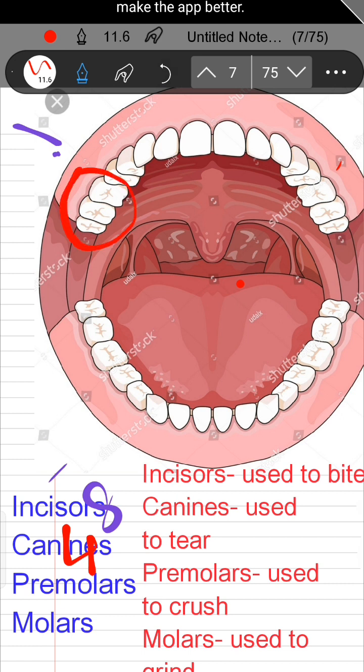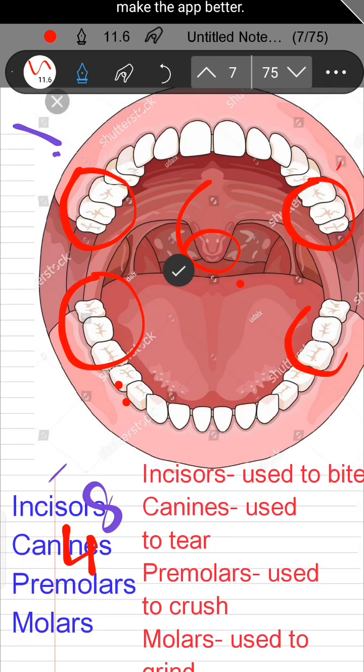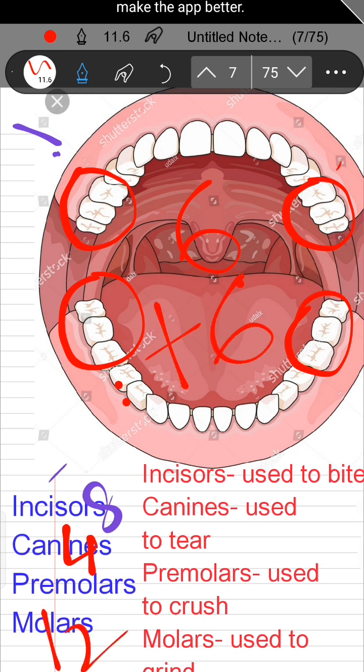These 3 in the upper jaw and these 3 also in the upper jaw are called molars. So how many molars do we have in our upper jaw? 3 plus 3, 6. Similarly, beside these premolars, these 3 in the lower jaw and these 3 in the lower jaw are called molars. So 6 plus 6 equals 12 molars we have in our mouth.